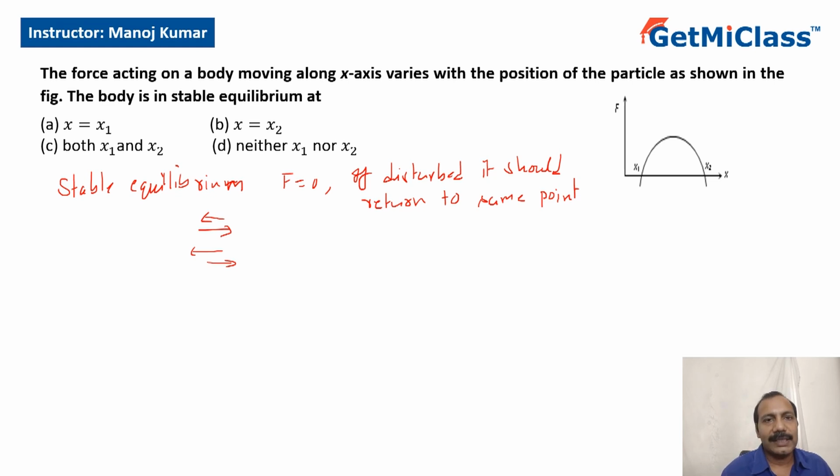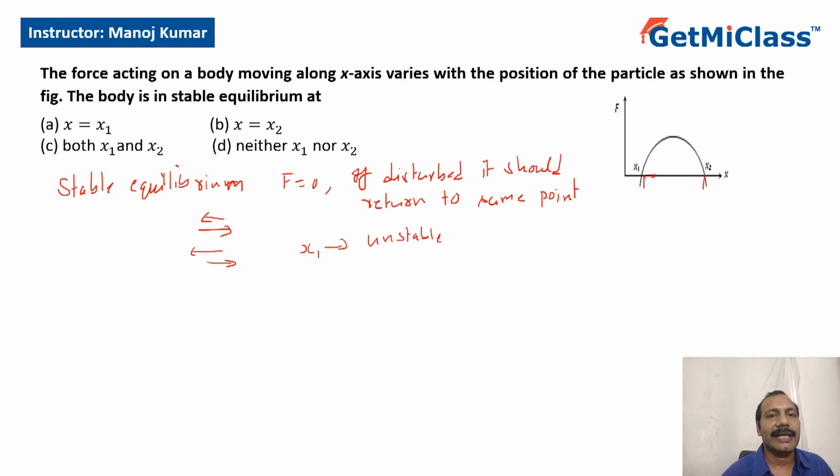Now in this graph we can say at x1 force is 0, at x2 also force is 0. So this is an equilibrium position, and this is also an equilibrium position. Now if the object moves forward from x1, we see force is positive. So if force is positive, what will happen? Force and motion are in the same direction. So the object cannot return to x1. So I can say x1 is a position of unstable equilibrium, right? Or it is definitely not stable equilibrium.